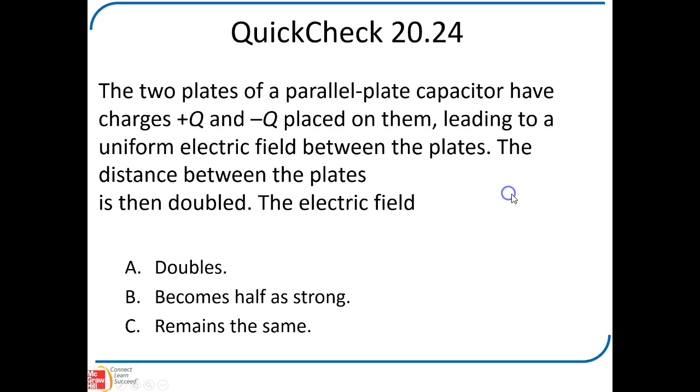That's 20.23. For 20.24, we have two plates of a parallel plate capacitor that have charges of plus Q and negative Q placed on them, leading to a uniform electric field. The distance between the plates is doubled, so the electric field, remember we said that changing the distance won't do anything. It's the number of charges that are on those plates, so it just remains the same.